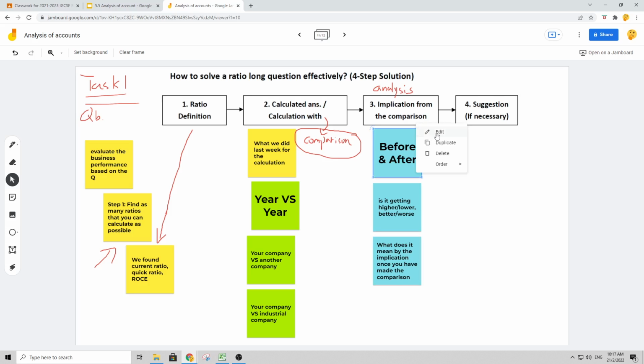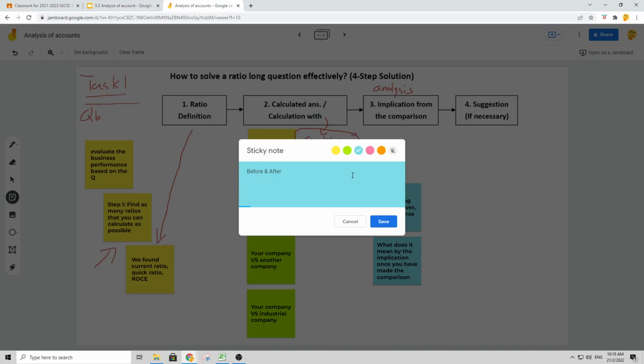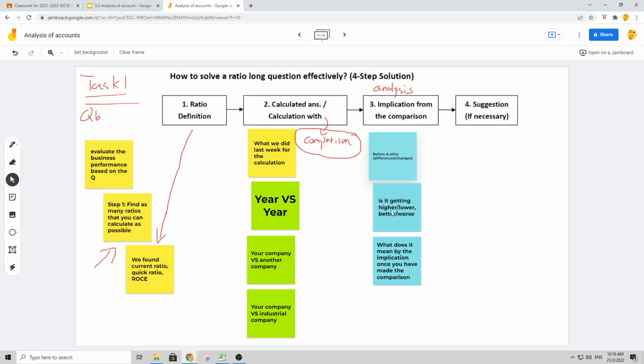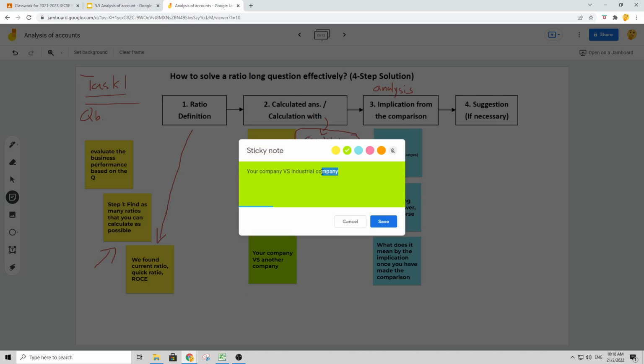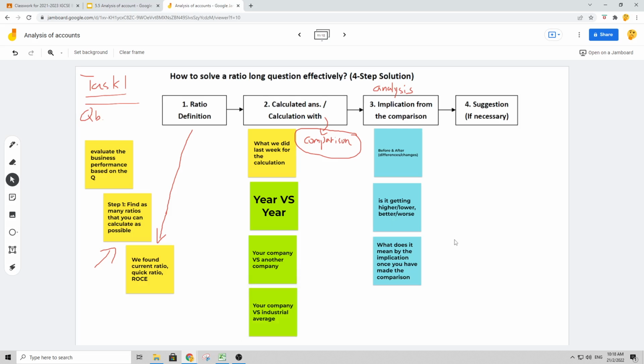Yes. So it's all about making analysis for the differences or changes. It depends on which one you are looking at: year versus year, company versus another company, or company versus industrial average. Oh, here I got my typo. Should be industrial average.